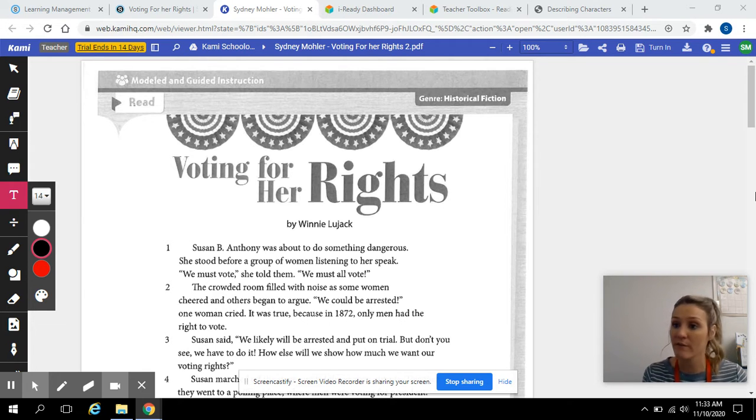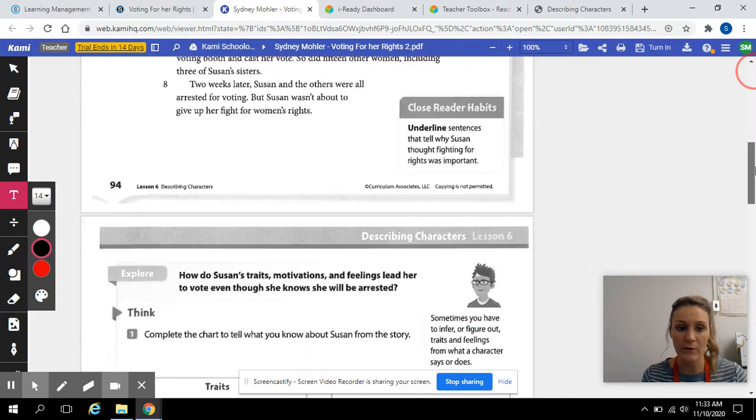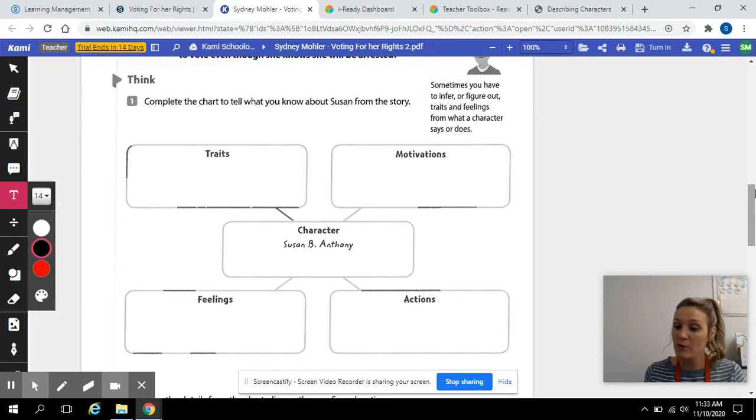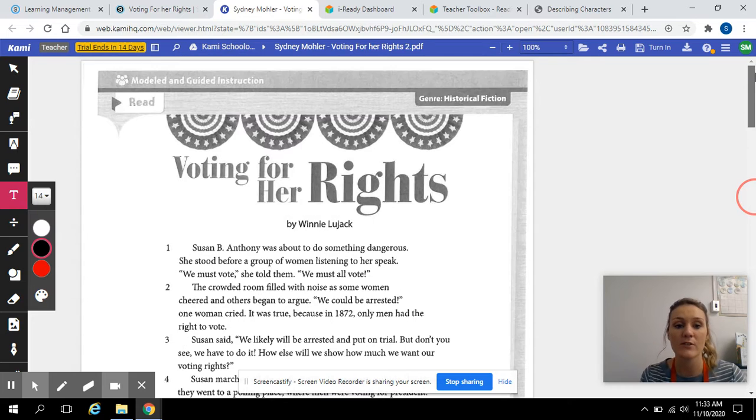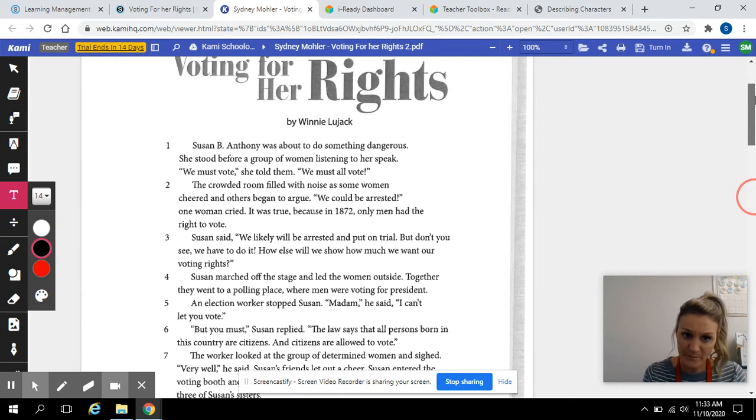So we're going to read Voting for Her Rights, and then we will do this chart. It looks very similar to what we did yesterday. Okay, we did the pictures, but today we're reading a story and filling this out, and then there is a short answer for us to do. Okay, so let's read Voting for Her Rights.